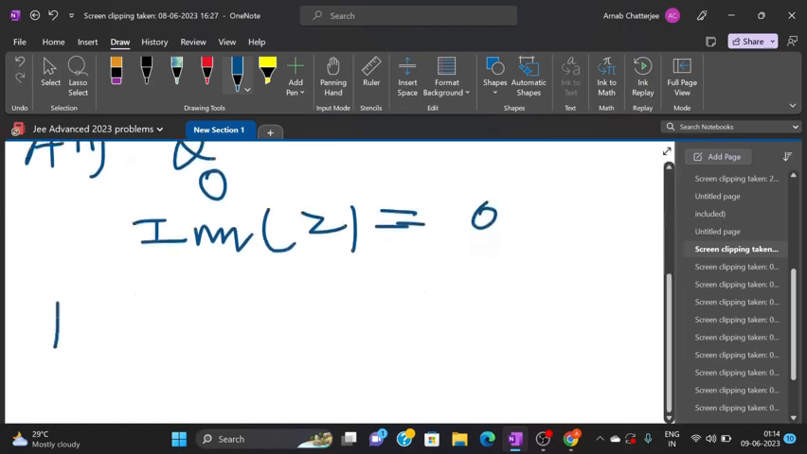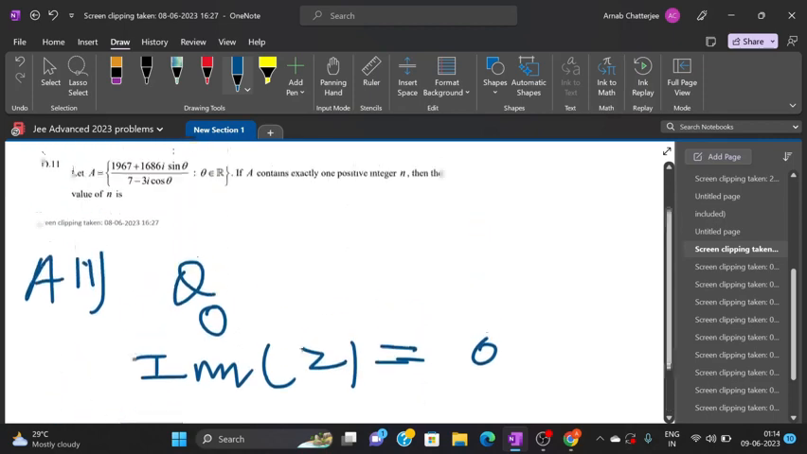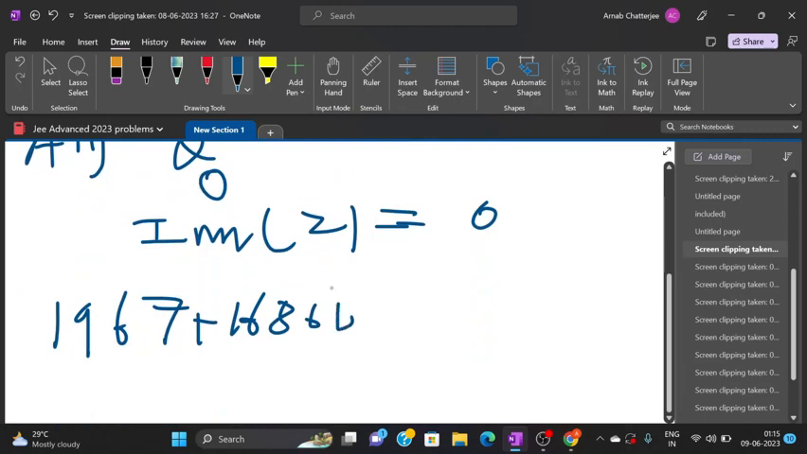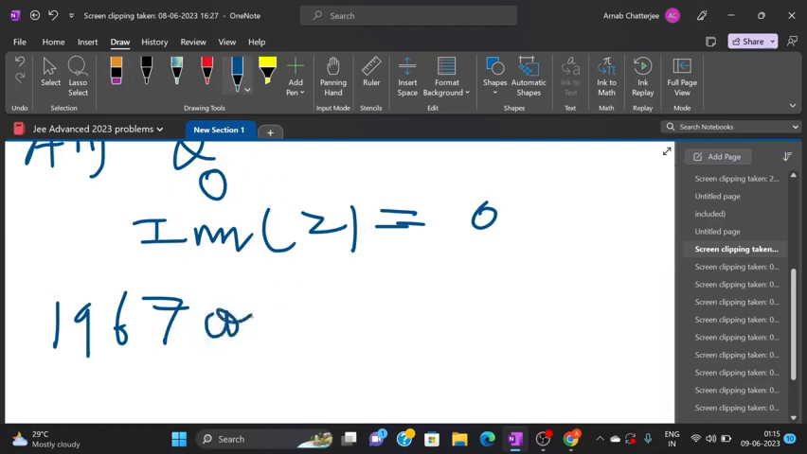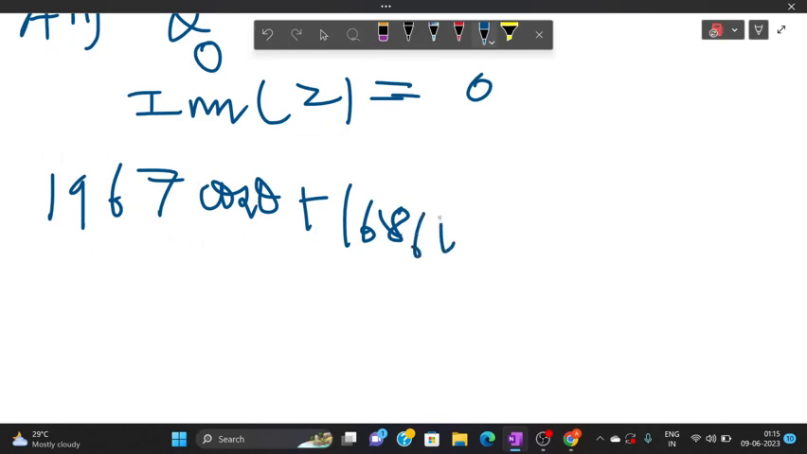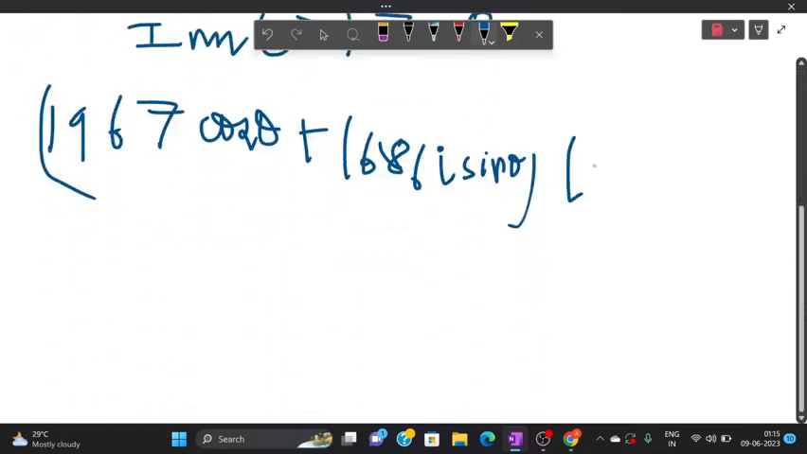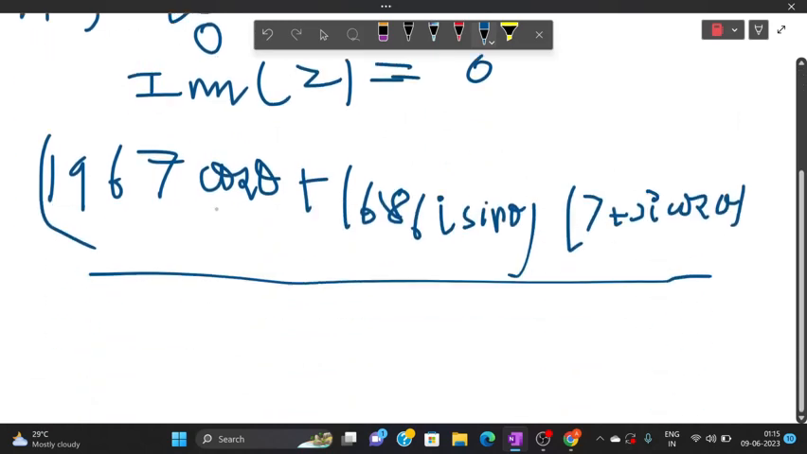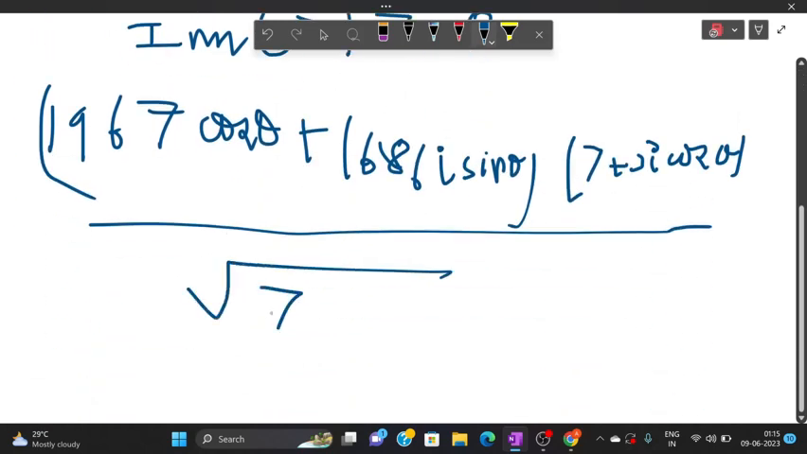तो इसे इमेजिनरी पार्ट अपन ने बनाना शुरू किया। So this becomes 1967 plus 1686 iota sine theta, यहाँ पे आएगा cos theta plus 1686 iota sine theta, multiplied by 7 plus 3i cos theta, divided by under root 7 square plus 3 square, सॉरी, 7 square plus 3 square है ना.